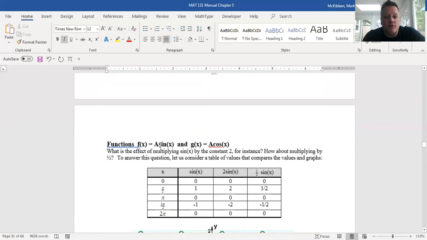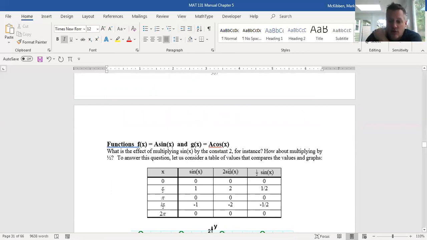Now, what if we multiplied by a number instead of putting a number times x as the input? Here we're keeping the original sine of x and cosine of x, but now we're multiplying each of those by a real number. Forget about multiplying by a negative for the moment, since a negative would flip it as well. Let's just assume that the a is positive.